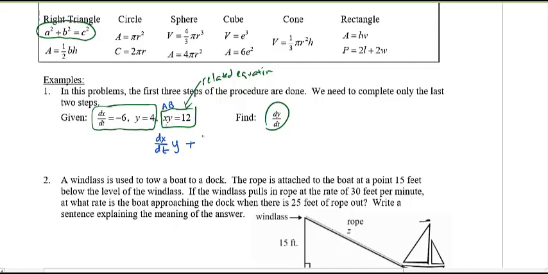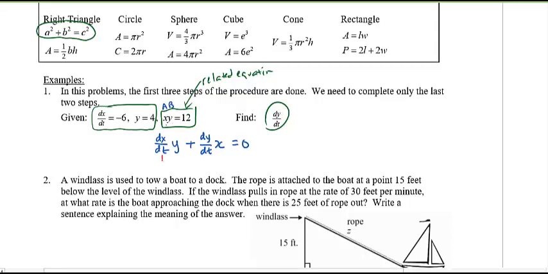plus b prime a. Now what's b prime again? That's the derivative of y, so that's dy dt, times x, and the derivative of 12 is 0. Okay. Now that you have this, you have 4 different variables. You're trying to find dy dt, so you should be able to plug in everything else.